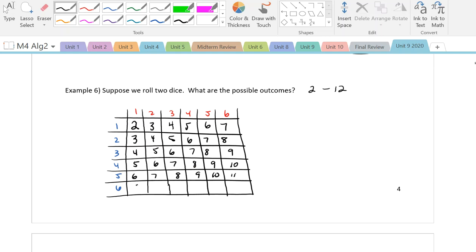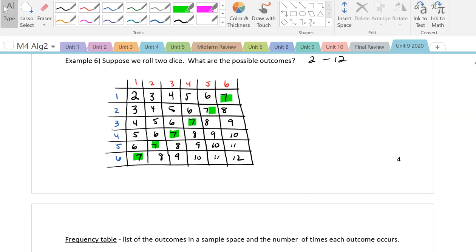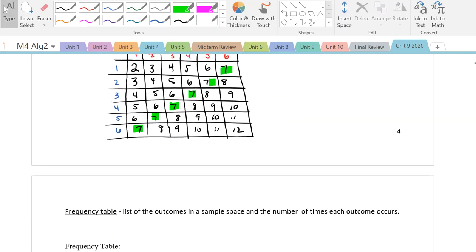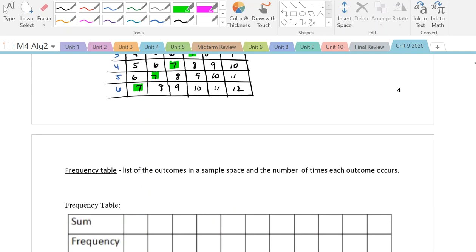Probably seeing a pattern in my numbers by now. And so, yes, my outcomes are from 2 to 12, but you can see in this chart how 7 is the most frequent, and you can see that 7 coming down that diagonal right there. Okay. So, if I wanted what's called a frequency table, it lists the outcome in a sample space and the number of times each outcome occurs.